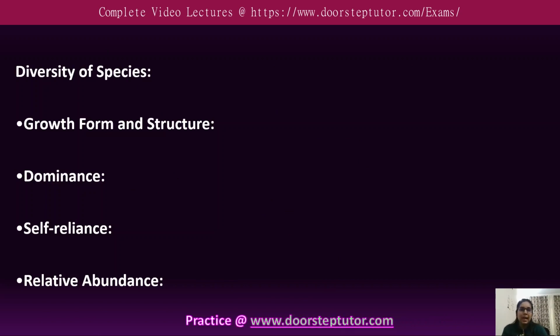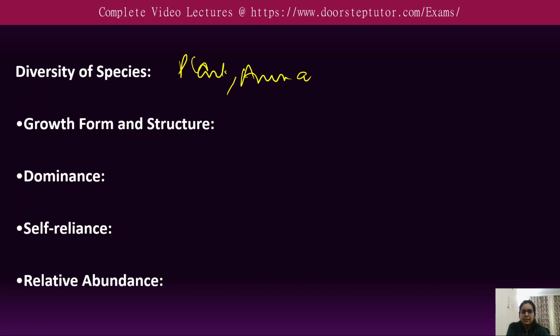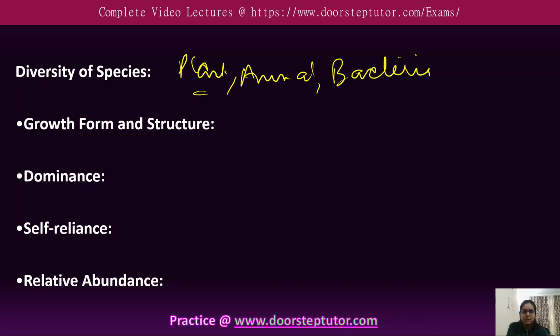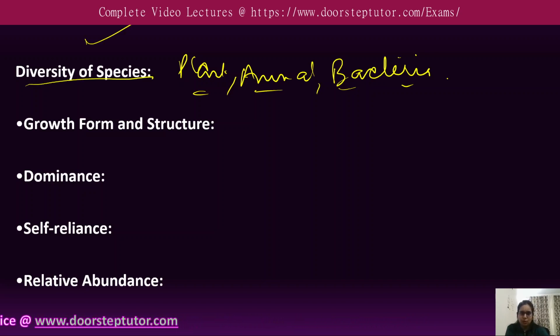Now let's discuss some characteristics of community ecology. First we'll discuss the diversity of species. It involves a variety of taxonomically distinct organisms. For example, plants are there, animals are there, bacteria are there, and decomposers are also present. So diversity of species is one of the characteristics of community ecology.